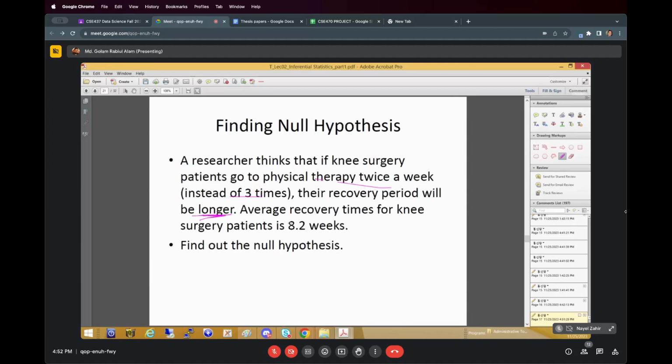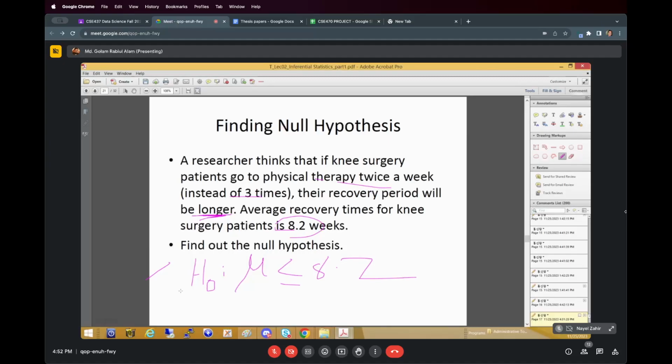In this case, the average recovery time of knee surgery patients currently is 8.2 weeks. Then what will be our null hypothesis? This is quantifiable, so we have the average, and it is mentioned that it will be longer. Usually we define the null hypothesis using H0. The mean, the average recovery time for knee surgery patients, is less than or equal to 8.2. So this is our null hypothesis.